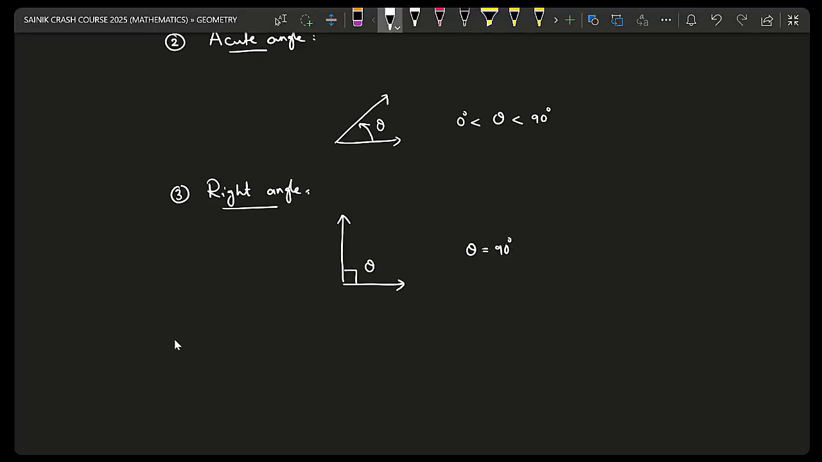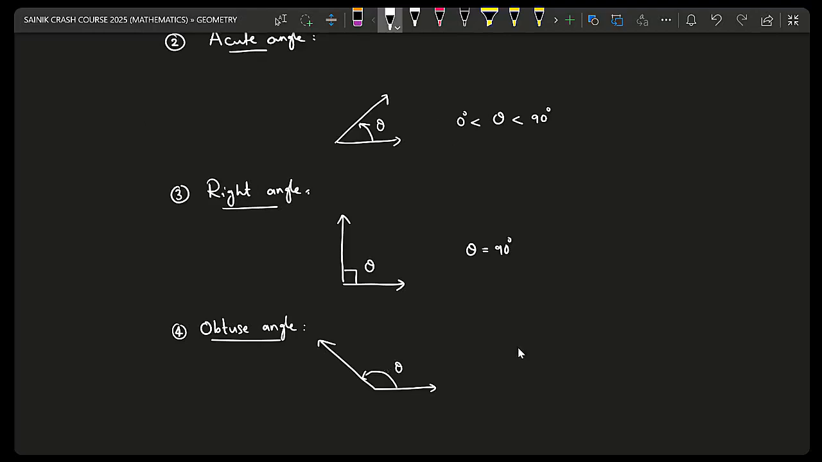And next, the fourth one, it is the obtuse angle. What is an obtuse angle? This is the initial arm and this is the terminal arm. Now you see the amount of rotation required. It is more than a right angle and less than two right angles. So the angle between one right angle and two right angles, we call it an obtuse angle.